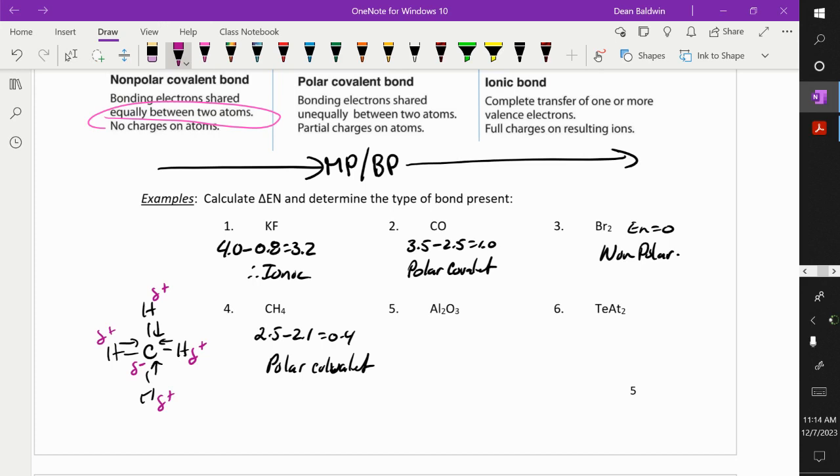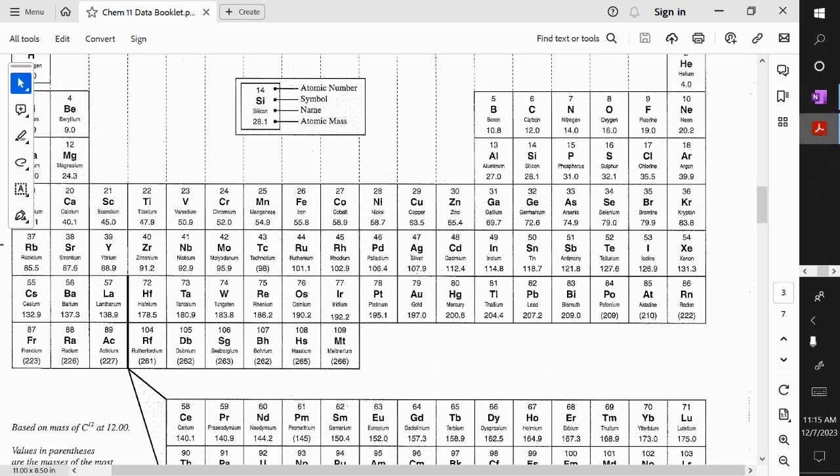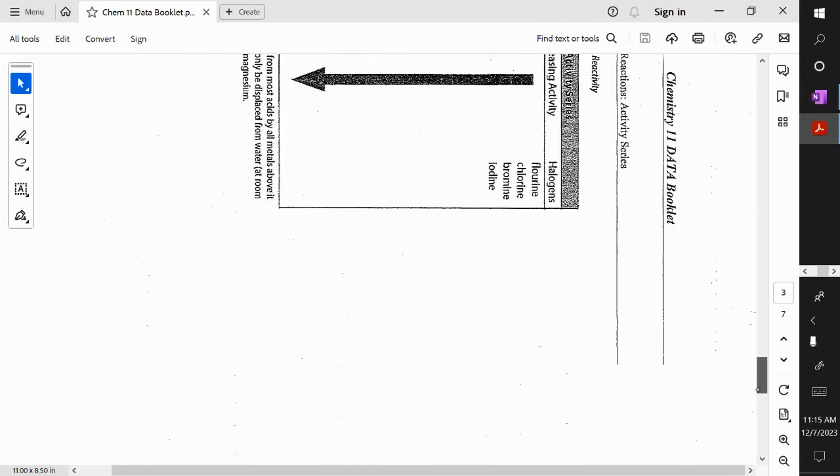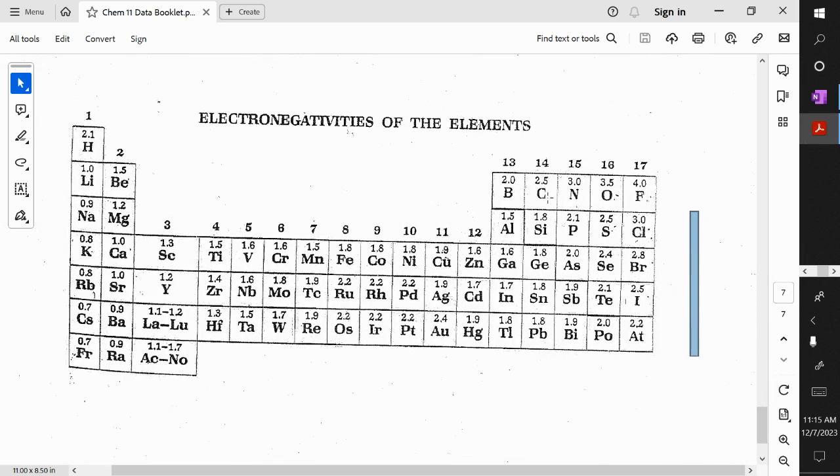How are we supposed to do it when there's more than two? Well, I'll talk about that one in a sec. Do we just take one of each? Carbon's 2.5, hydrogen's 2.1. So there's really just 4 hydrogens, yeah, but you don't multiply it.